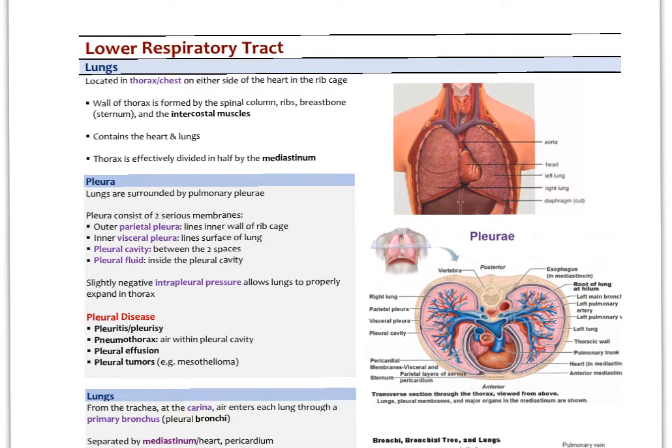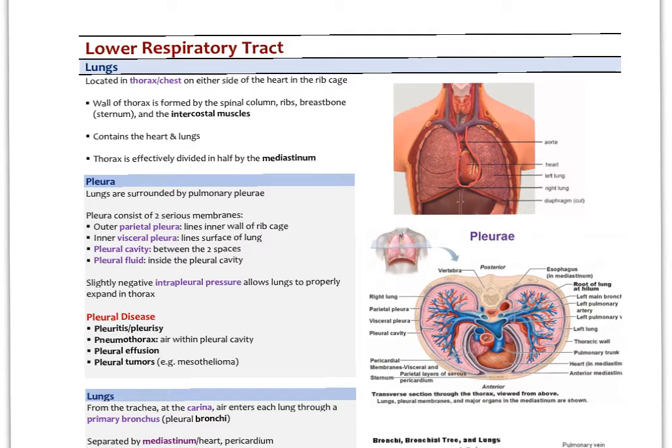So the lungs are located in the chest, or the thorax, on either side of the heart, inside the rib cage. The wall of the thorax is actually formed by the spinal column, the ribs, and the breastbone, the sternum, on the front, and then intercostal muscles. Inside that are the heart and lungs. The thorax is really divided into two spaces, and this inner space, which is pretty filled up with the heart and these tissues, is called the mediastinum. So that kind of divides the thorax into two.